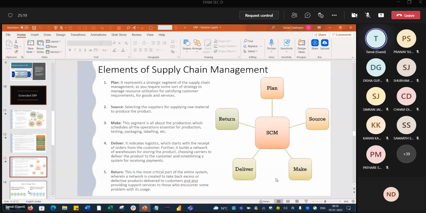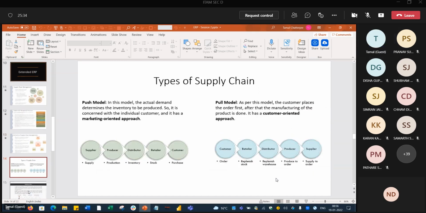Okay. And inventory is always very costly these days. So here also you see return must be there. Okay, to go ahead, one is the push model and the pull model in the supply chain.